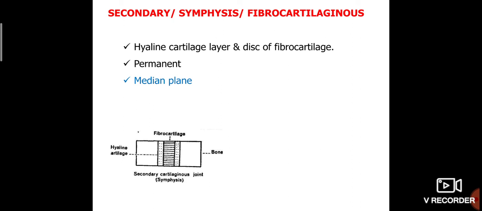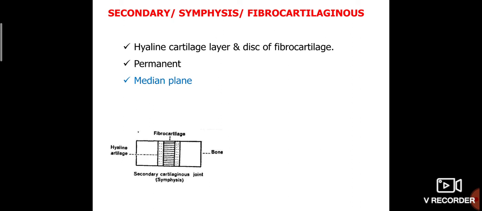But in the case of the secondary, the fibrocartilage is connecting the two bones, and this fibrocartilage is again covered by a piece of hyaline. You can see in this picture, fibrocartilage comes in the middle, covered by two pieces of hyaline, and these are the two bones. This kind of joint is present in the midline of the body. For example, intervertebral joints, pubic symphysis.